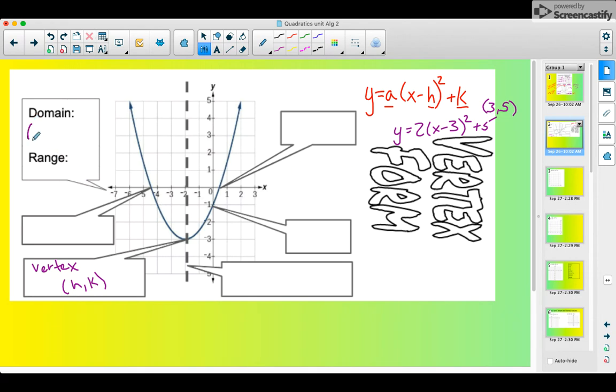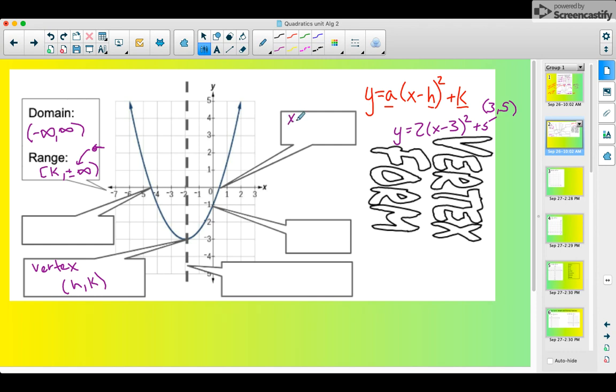Our domain will stay all real numbers, just as it always is. And our range will always go from whatever the k value is to positive or negative infinity. And this piece will always be based on the a value. So if a here is positive, then it'll be positive infinity. If a is negative, then it's negative infinity.